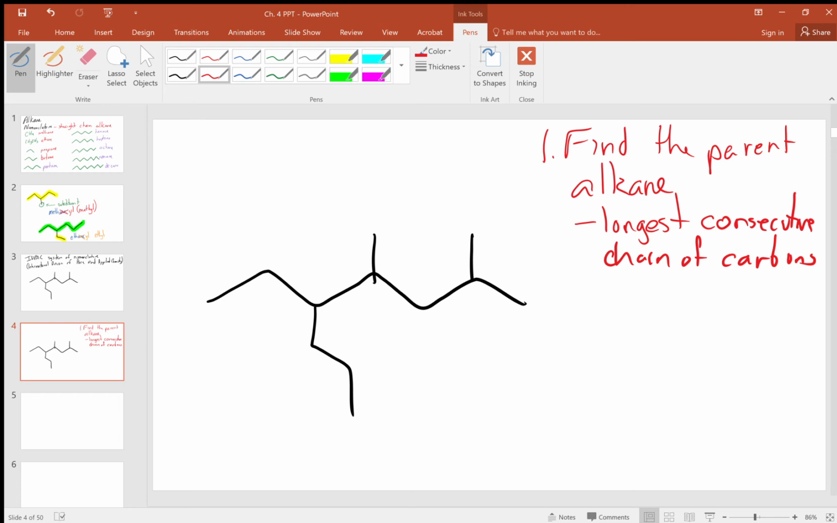And it could be in a straight line right across the molecule, or we might have to take sort of a zigzag path to get there. But the important thing is that it's the longest consecutive chain. Another way to think about it is that it's the longest chain in the molecule that you can draw without lifting up your pencil. So our longest chain in this molecule we can see is here.